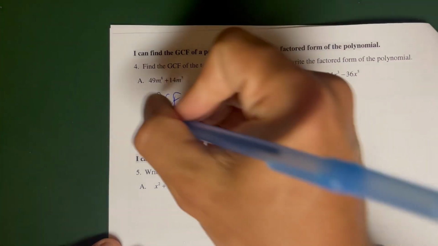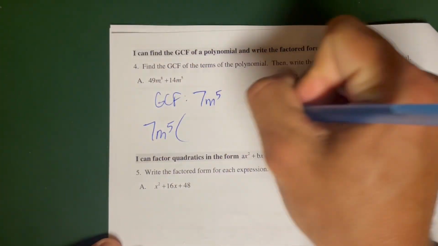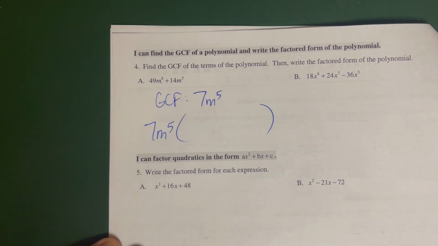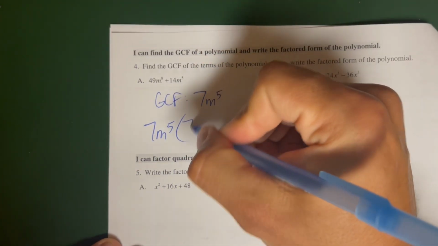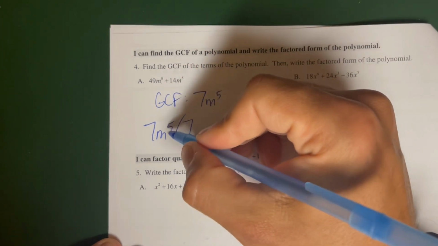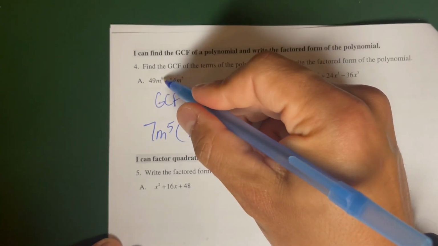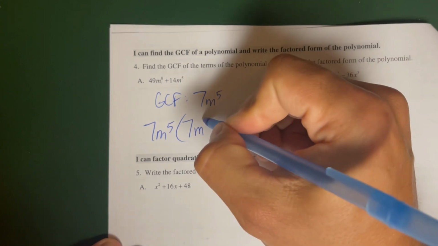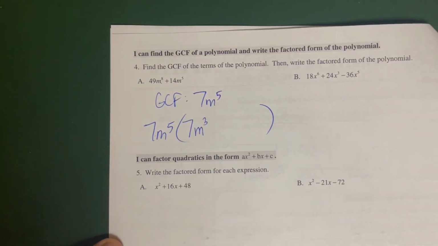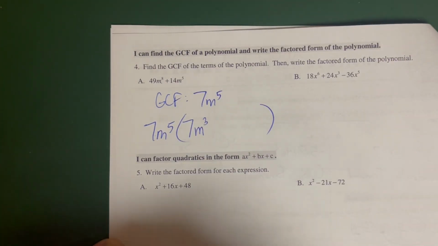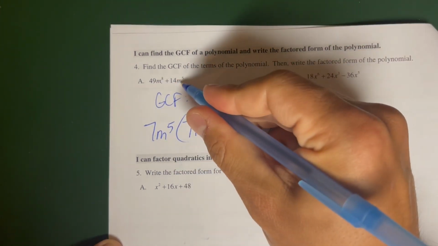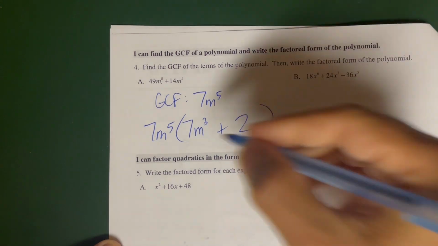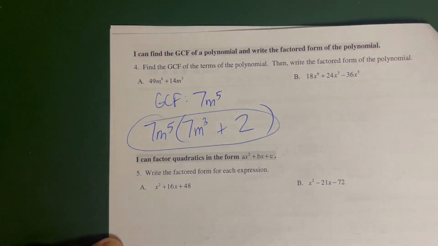The reason being is that 7m to the 5th can go into every term, and I'm just going to divide those out. So in this case, I have 49 divided by 7 is 7. M to the 8th divided by m to the 5th. When you divide, you subtract the exponents. So this is going to be 7m to the 3rd on the inside. And 14 divided by 7 is 2. And your m to the 5th divided by m to the 5th cancels. And so this is my final answer right here.